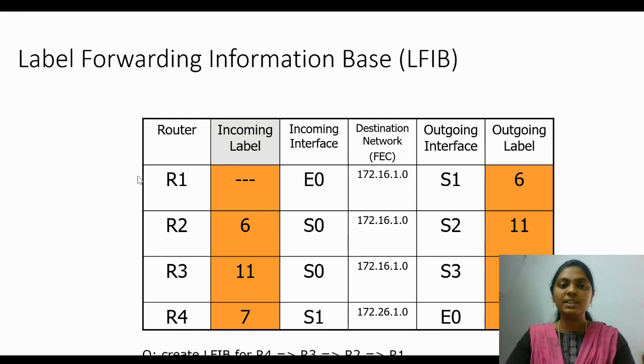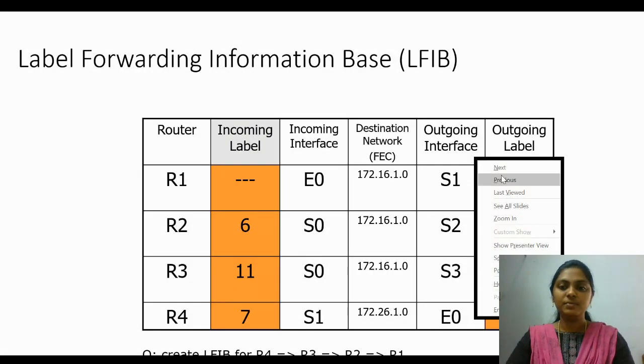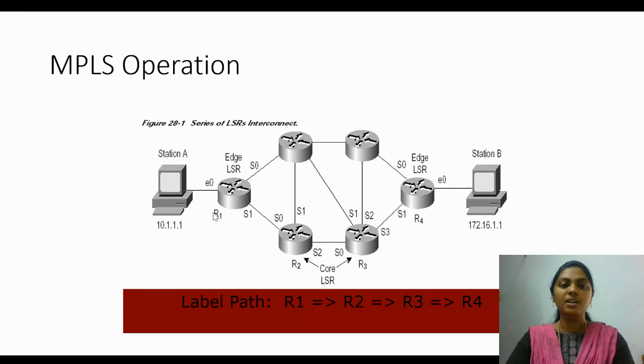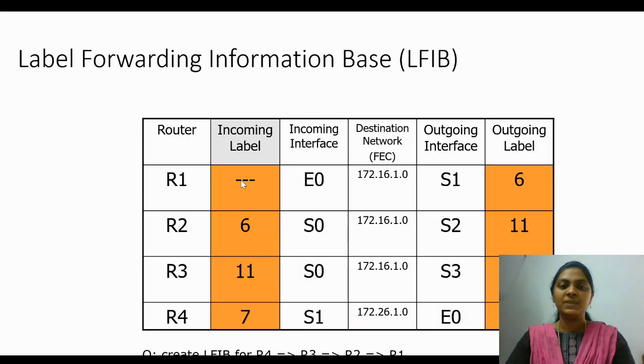Initially, the packet comes to R1 without any incoming label, and now the label 6 has been attached and it has been forwarded. What is the incoming interface and what is the outgoing interface? We'll move to the previous slide and check. For router R1, the incoming interface is E0 and the outgoing interface is S1. So all this interface-related information will be present in this LFIB.